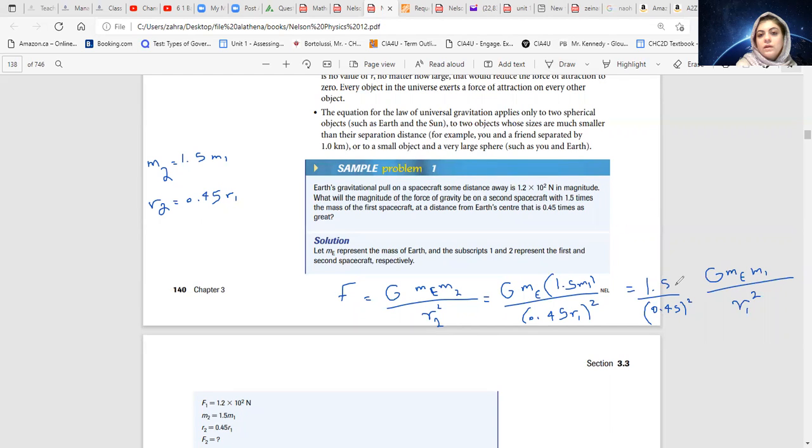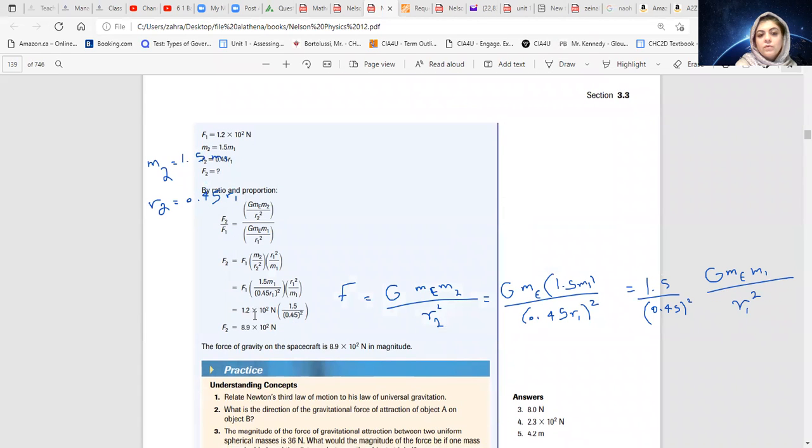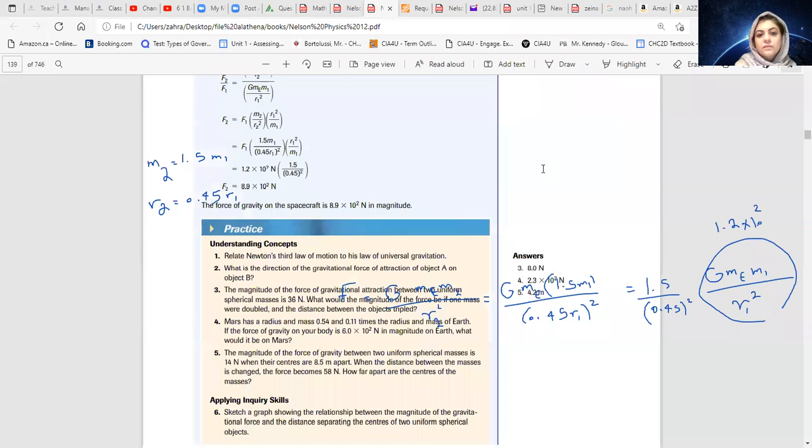So we just do that, multiply by this one. So I'm going to check that answer. 1.2 times 10 to the power 2 is the force felt by the first spacecraft. Instead of this, I can put 1.2 times 10 to the power 2, and then you multiply these two together to get the answer.